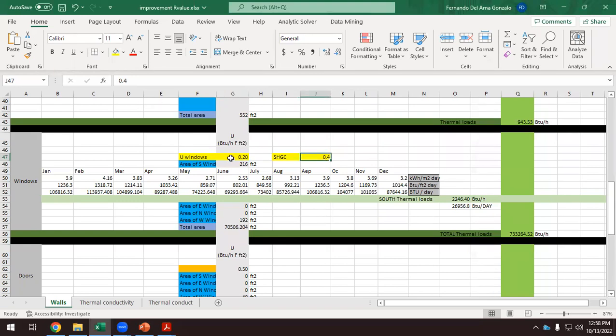Now this U value will affect the thermal load. If with 0.2, this is 2246. If this is 0.8, now this value is 8,900, whatever. So we can save a lot of energy by changing this number, the U factor. And then the solar heat gain coefficient will affect the heat gains. If we're looking at the heat gains in January, what we want to do is to maximize this number, heat gains in January.